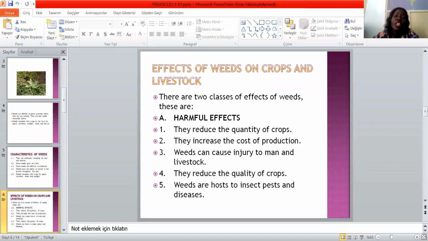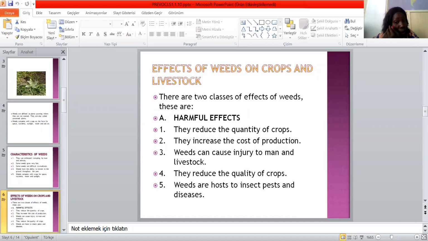The first one is they reduce the quantity of crops. When you have weeds competing for space, competing for sunlight, for soil nutrients with your crops, the number of crops you will harvest at the end of your period will be reduced because weeds have taken over the farm. So they reduce the quantity of crops or they reduce the yield at the end of harvest.